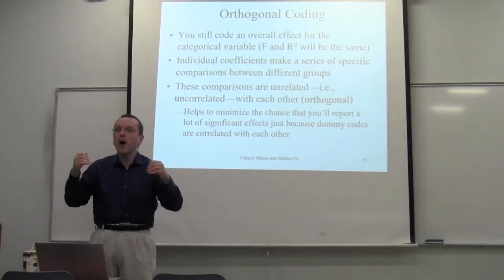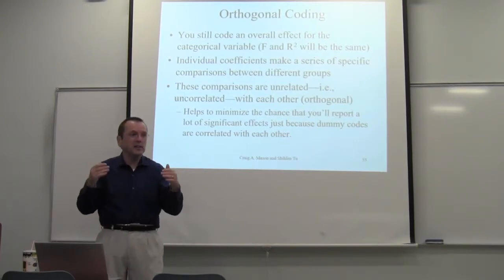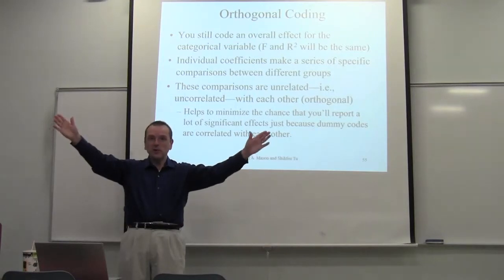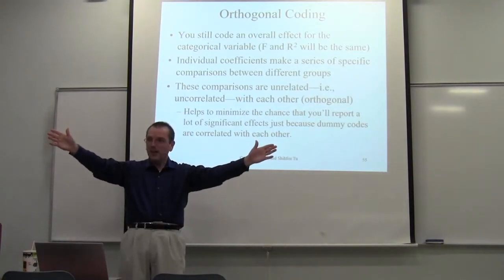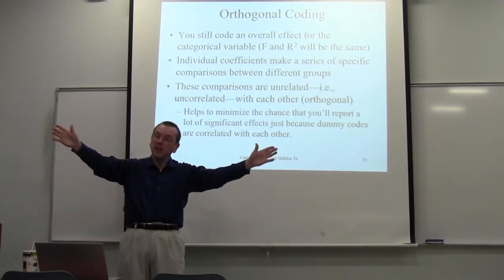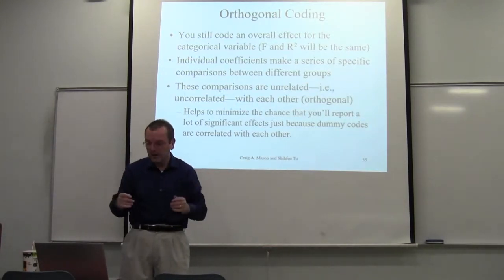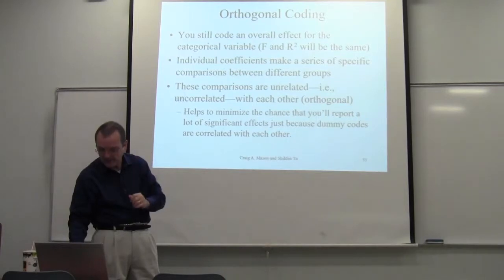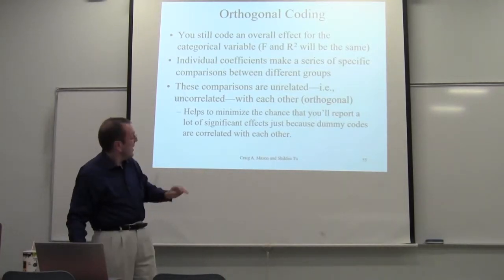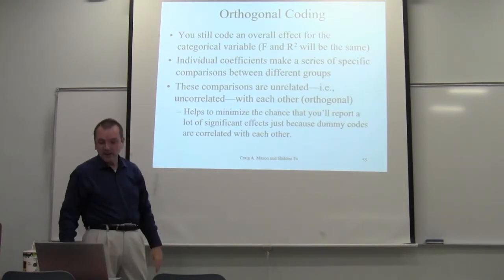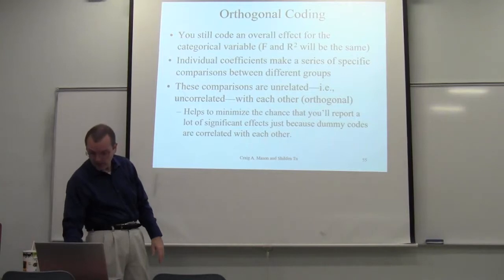Orthogonal is a statistical term for things that are at 90-degree angles with each other, in a statistical space. It's kind of cool. But it's another way of saying that they're unrelated, uncorrelated, more or less. Again, it helps minimize the chance that there'll be a lot of significant effects just because those dummy codes or effect codes are all correlated with each other.